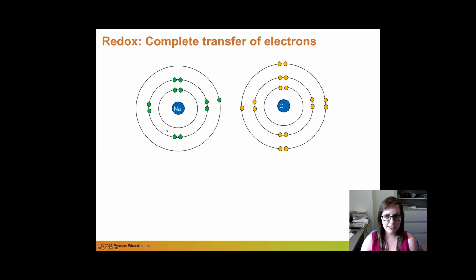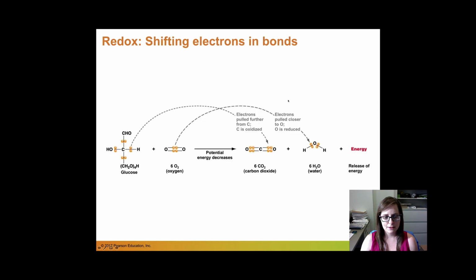Here's a sodium atom and a chloride atom. This electron here is going to be transferred. Sodium is going to be oxidized, since oxidation is the loss of an electron to chloride. And when chloride gains this electron, it's going to be reduced. Let's watch that happen. So sodium was oxidized, chloride was reduced. Another example is when electrons simply shift position in the bonds.